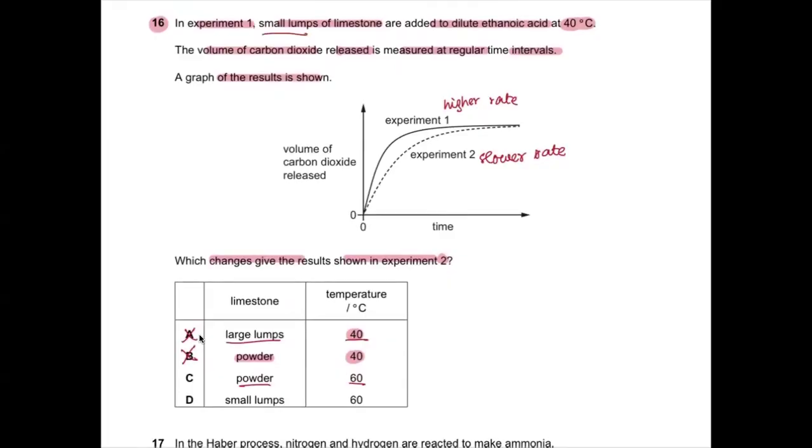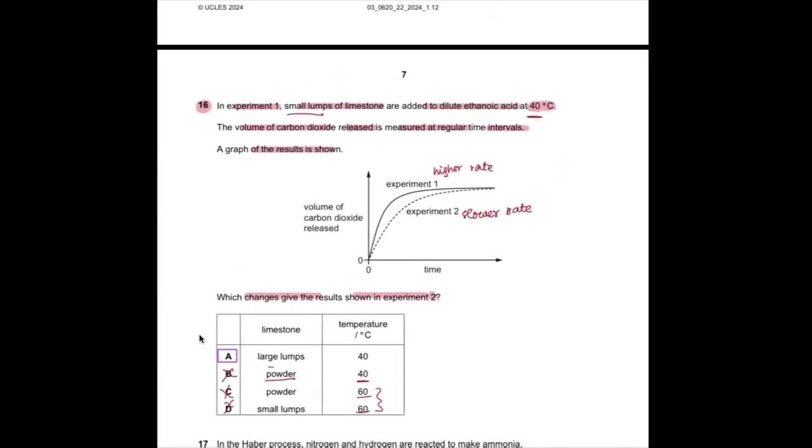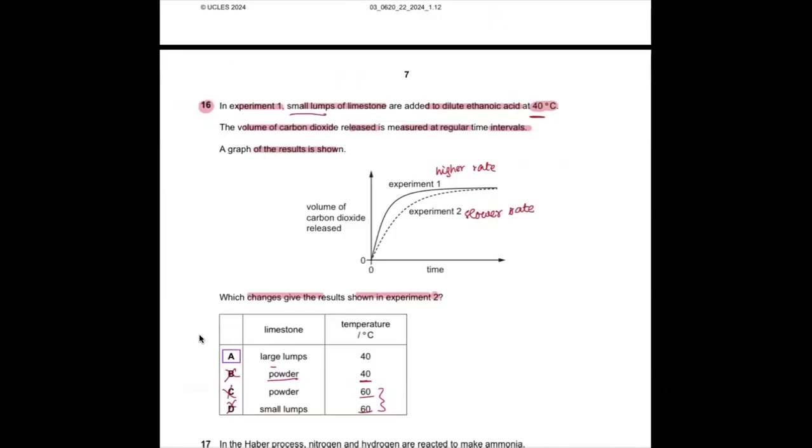Okay, over here it's a small lump and 40. So 60 is going to be wrong because it will give you a faster rate, and experiment 2 has a slower rate. So temperature 40, the same temperature, but we are using powder, which increases the rate. So again, B is wrong. So A is correct, because it is the same temperature, but we are using larger lumps, which makes the reaction slower. So A is the correct answer. Is this clear?